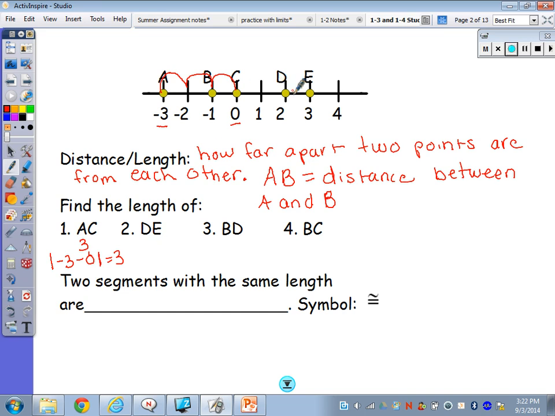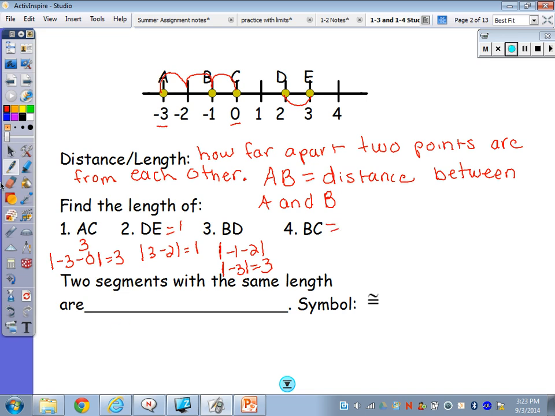For DE, same thing. If you count, the distance is 1, but you could also do the absolute value of 3 minus 2, which is equal to 1. Again, the order does not matter. If we do BD, I have negative 1 and 2. So I do negative 1 minus 2, which is the absolute value of negative 3, so that's equal to 3. And you could check it by counting: 1, 2, 3 from B to D.